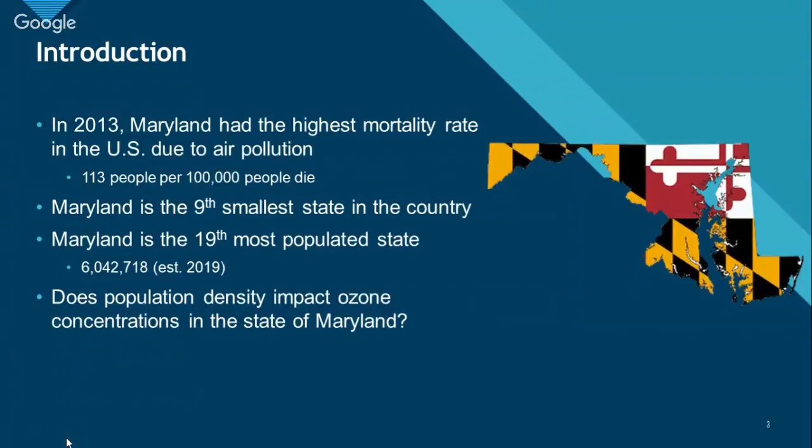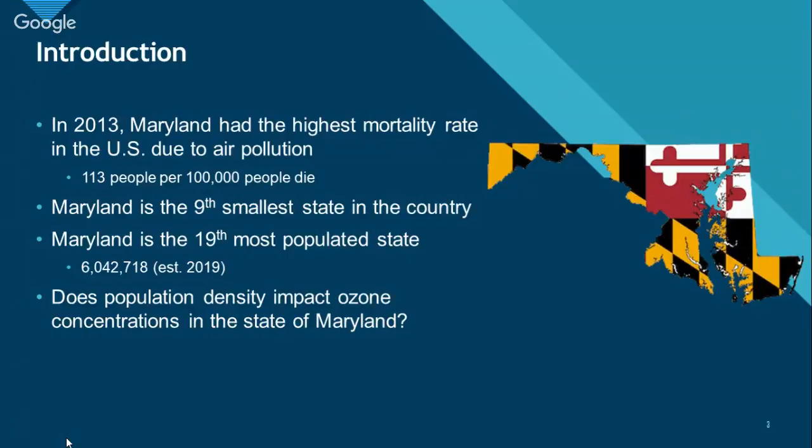For the state that I was evaluating, I chose Maryland. I'm from the state of Maryland, and I grew up there. In 2013, Maryland had the highest mortality rate in the U.S. due to air pollution. It was reported that a total of 113 people per 100,000 died as a direct result of air pollution. Also, Maryland is the ninth smallest state in the country, however, it's the 19th most populated state. So the population density in Maryland is pretty high compared to other states in the country.